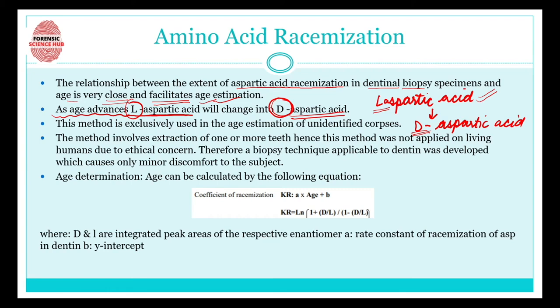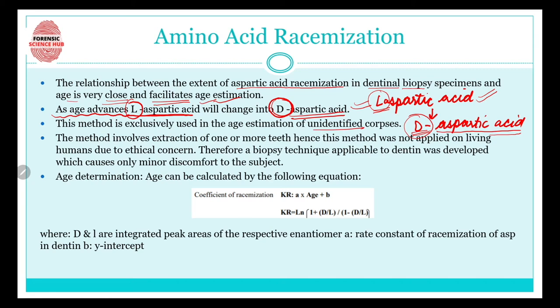So by calculating the amount of D-aspartic acid that is present in the body, we can give an estimate on how old the person is, because if there is more amount of D-aspartic acid than L, the person is old, whereas if more amount of L-aspartic acid is present, that means the person is young. So this method is exclusively used in age estimation for unidentified corpse.